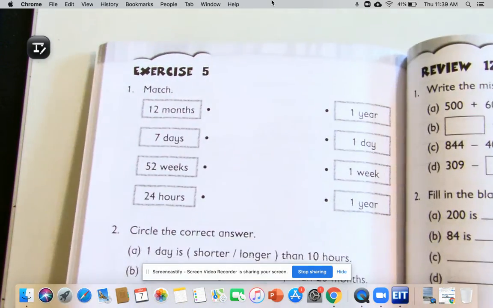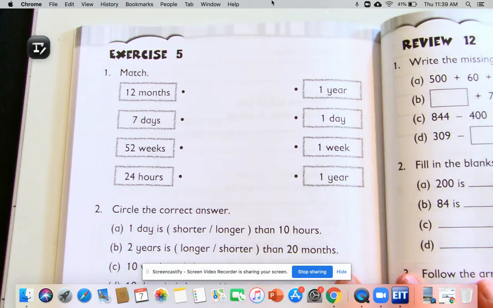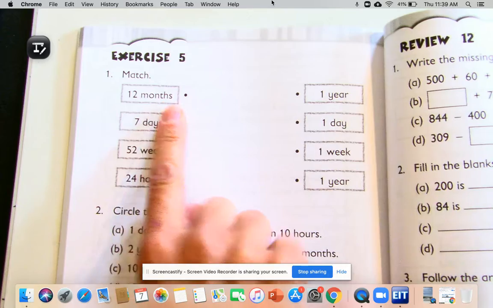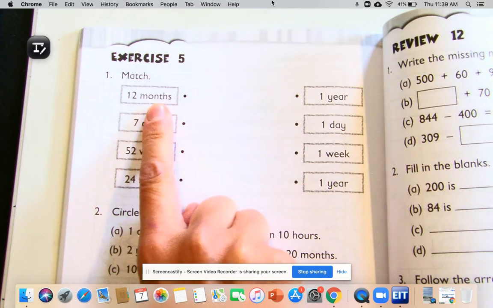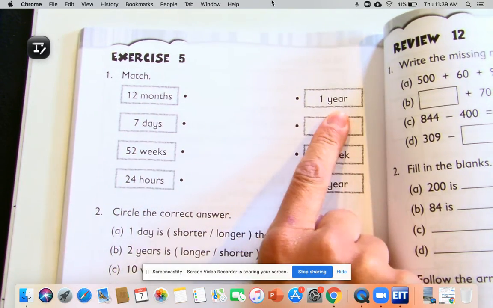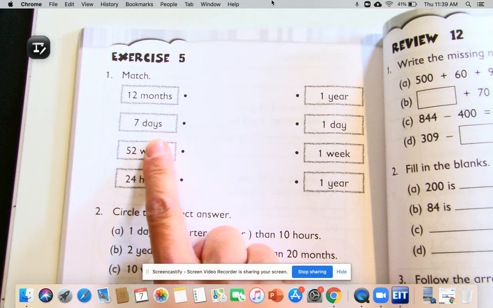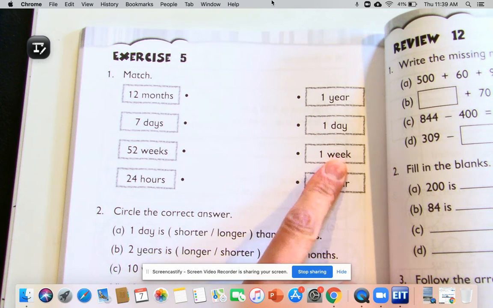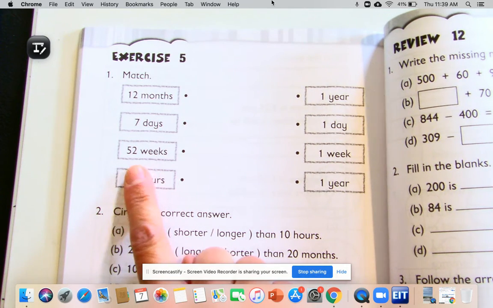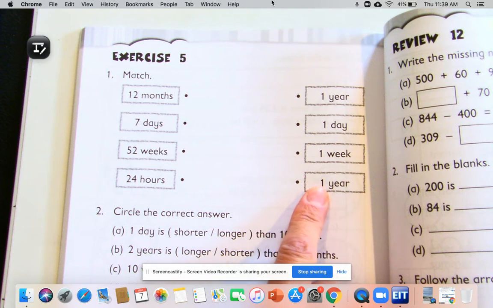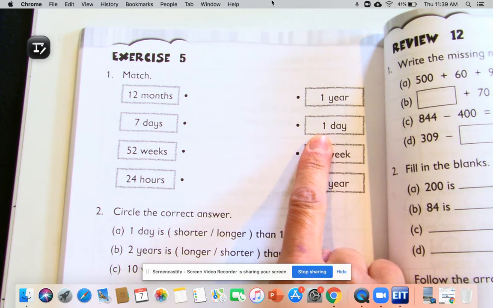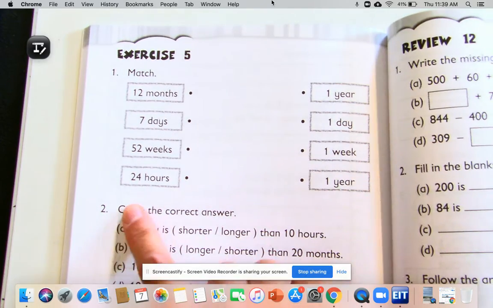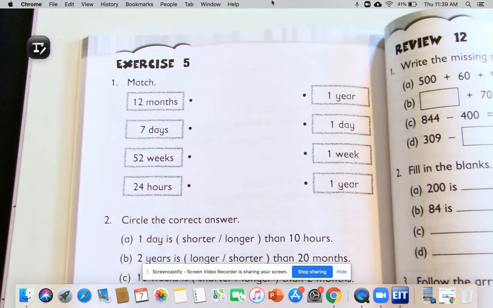All right. So your homework for today is page 128 in your workbook. We have a little matching. What we're going to do is match one side to the other. So we have 12 months. 7 days. We know 7 days is the same as 52 weeks. 52 weeks in a year, a week, a day. That's not right. A year? Oh, we have two that are a year. It's probably one of those. And 24 hours.